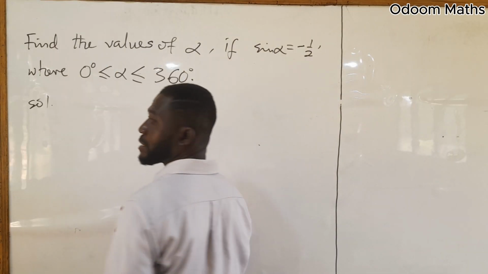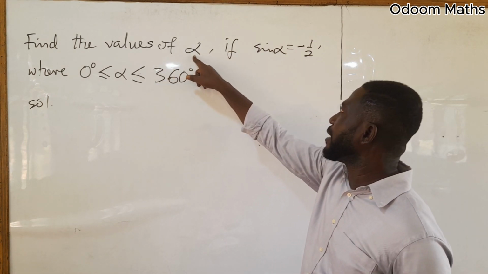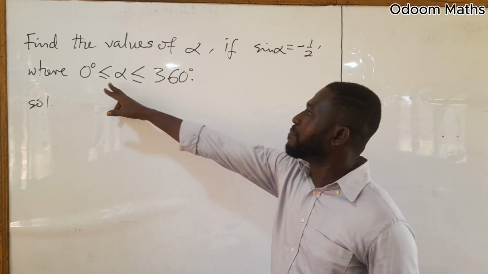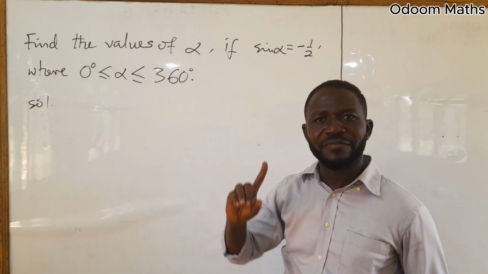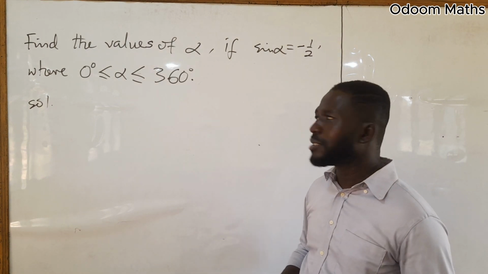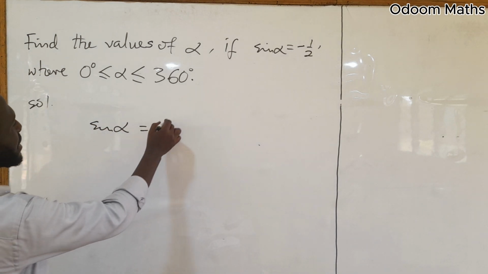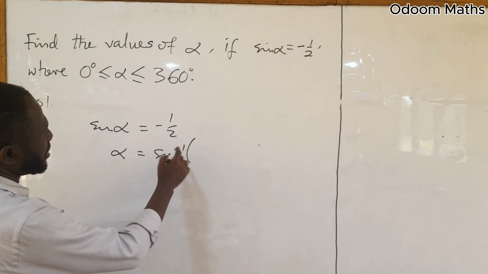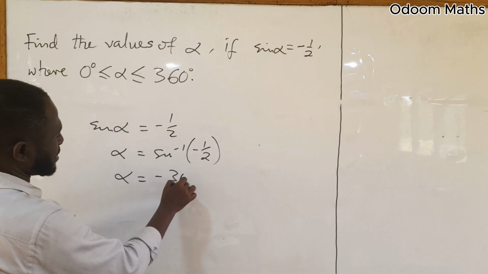Now let's look at this last example. Find the values of alpha if sine alpha is equal to negative 1 over 2, where alpha lies from 0 to 360 degrees. Here the question is not just looking at one value of alpha, but rather values of alpha. This means the value should be more than 1. So let's solve this example. Sine alpha is equal to negative 1 over 2. So alpha becomes sine inverse of negative 1 over 2, and alpha is going to be negative 30 degrees.